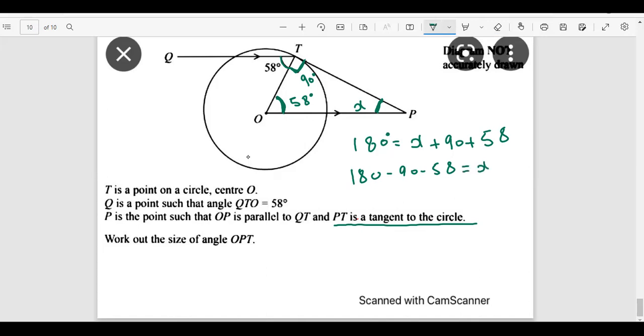So it would be, yes, 90 minus 58 is what? 32 degrees, okay? This is going to be the answer.